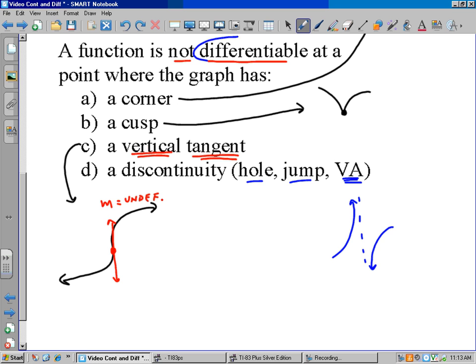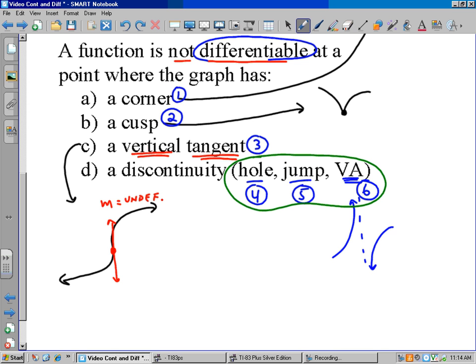Right, so back to differentiability. I think of 6 problems that differentiability has. A corner is one problem. If there's a corner, it's not going to be differentiable. If there's a cusp, it's not going to be differentiable. If there is a vertical tangent, it's not going to be differentiable. If there is a hole, a jump, or a vertical asymptote, the function will not be differentiable. So there are 6 different problems for differentiability, where for continuity you only had 3. For a function to be differentiable, it's tougher than for a function just to be continuous.